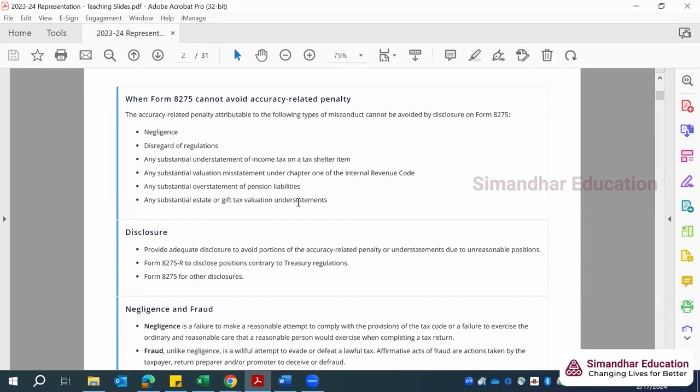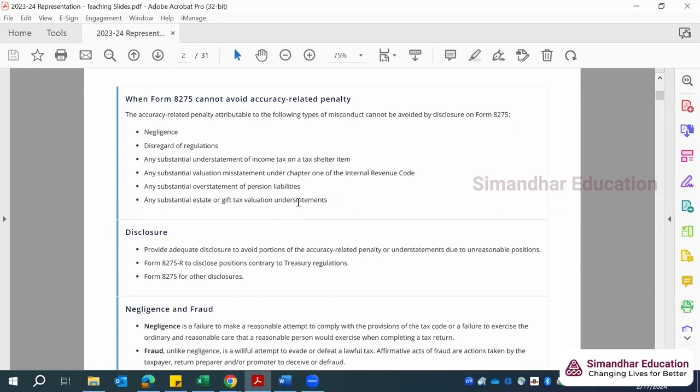Okay. Now, how do you disclose the position? You file form 8275 to disclose your position, and you file form 8275-R if your position is contrary to the Treasury regulations. So if you believe that whatever stand you have taken is correct, but maybe there are no adequate rules and regulations regarding the position that you have taken, in that case you can file form 8275.